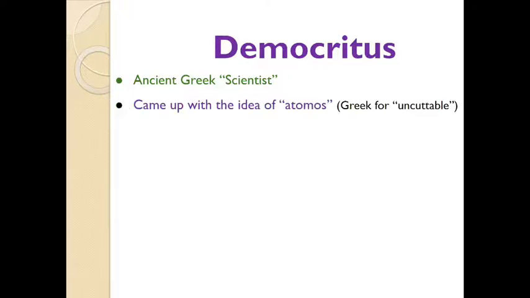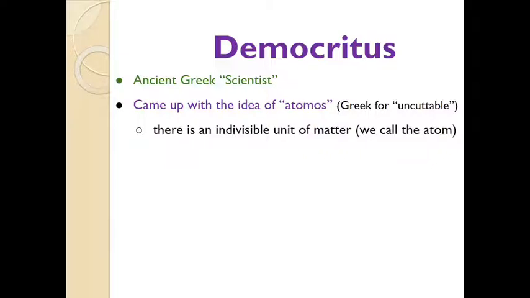So, first guy, that ancient Greek scientist, Democritus, back in 460 BC, was the first person that came up with the idea of the atom, and his word was atomos, which is Greek for uncuttable. So he was the guy that came up with the idea that somewhere there is an indivisible, smallest unit of matter that we now call the atom.